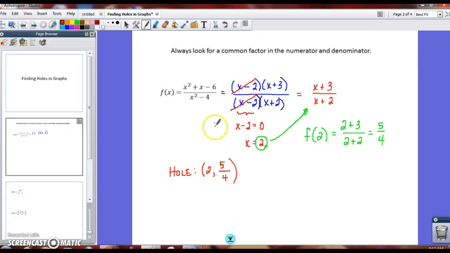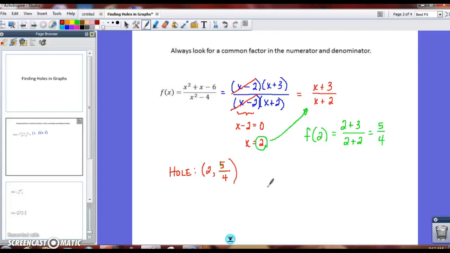And what that also means is that I do not have a vertical asymptote at 2 because I've canceled that out. So the idea of a hole is that where you would have had a vertical asymptote, if you couldn't factor and cancel stuff, now you have a hole because you can factor and cancel stuff.